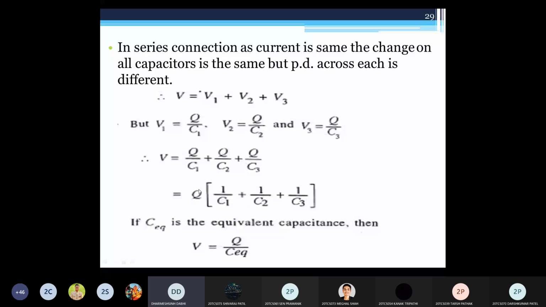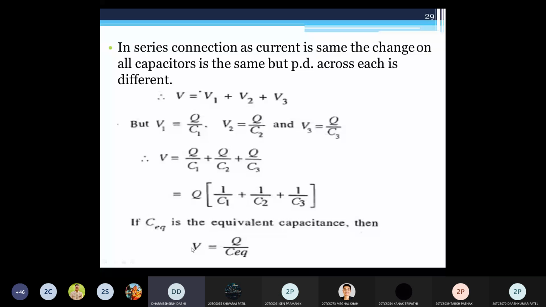Take the common Q, so you get 1 upon C1 plus 1 upon C2 plus 1 upon C3. So if the equivalent capacitance of all the three capacitors is C equivalent, the equation of voltage, the applied voltage, becomes: total voltage V is equal to charge Q divided by equivalent capacitance.